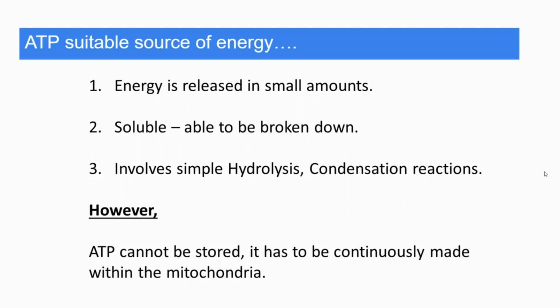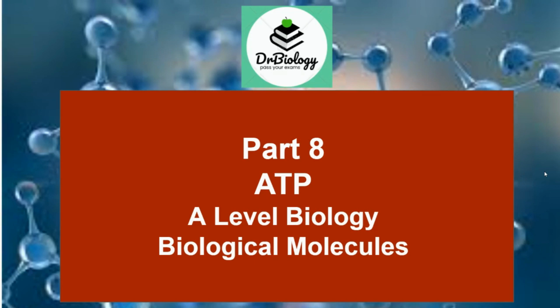So why is ATP a suitable source of energy? Well, as we've already said, firstly, energy is released in small, manageable amounts. Secondly, ATP is soluble, so it can be easily broken down in a hydrolysis reaction. And thirdly, it does involve simple hydrolysis and condensation reactions. However, ATP cannot be stored for any length of time. It has to be continuously made within the mitochondria.